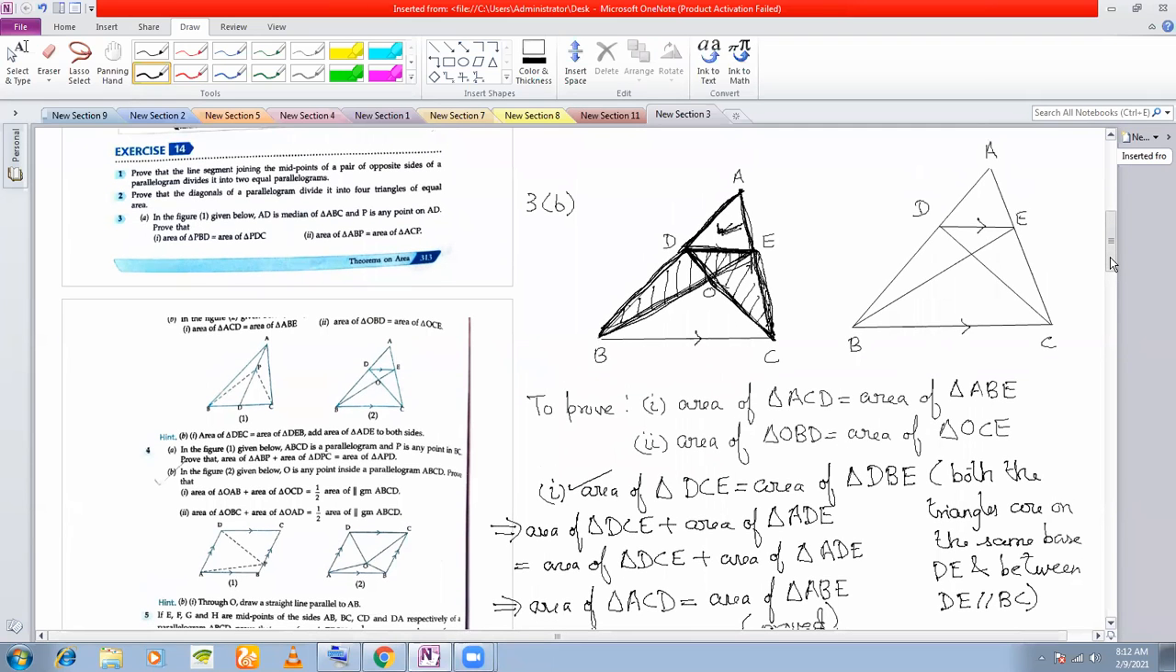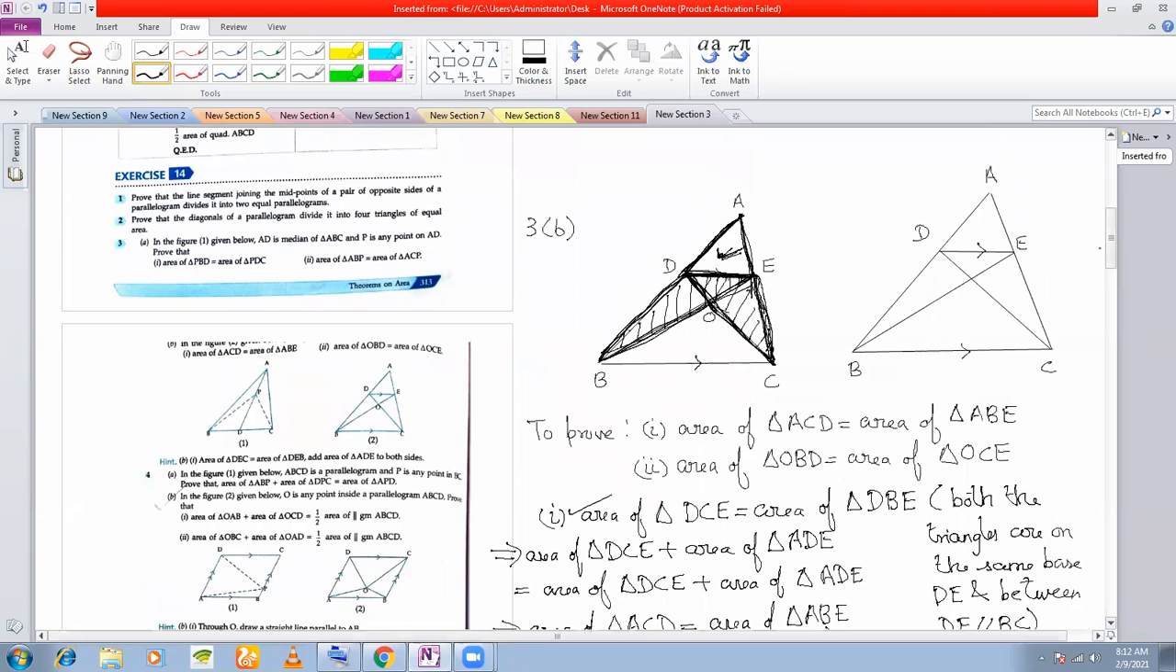We move on to the second part, where you have to show that the area of triangle OBD is equal to the area of OCE. Let's see which triangles these are. OBD, this is my O. So OBD, this triangle here. The area of this triangle you need to show is equal to the area of OCE. That means this triangle. You need to show the areas of these two triangles are equal.